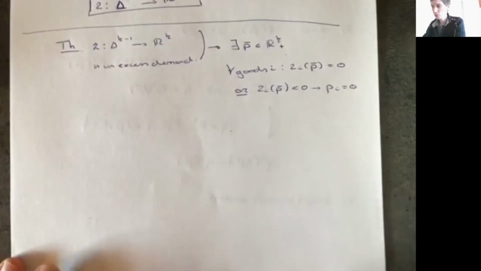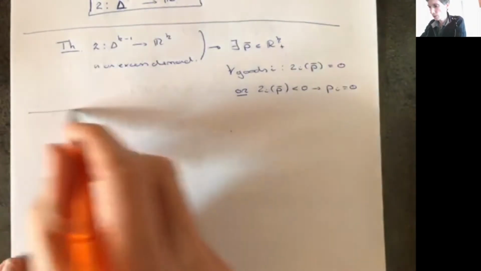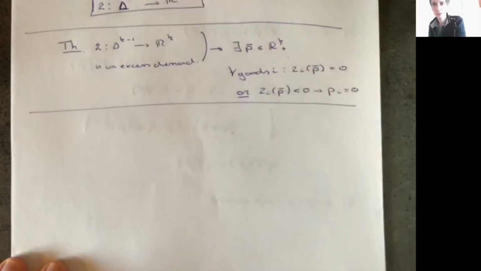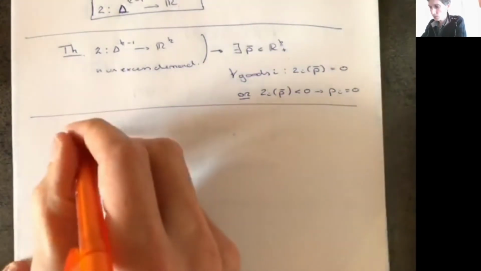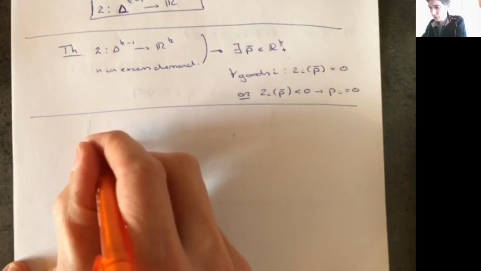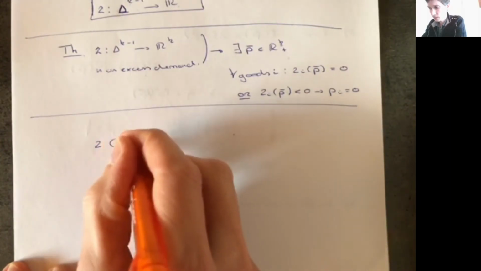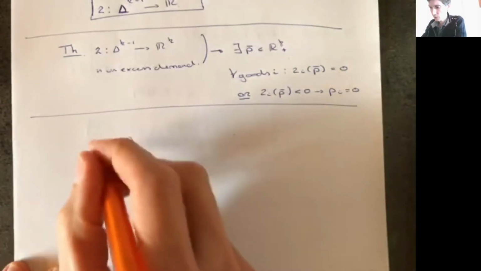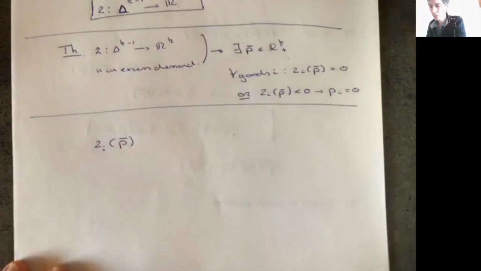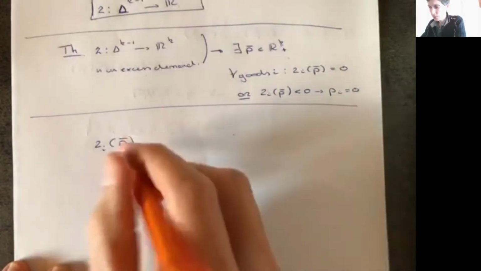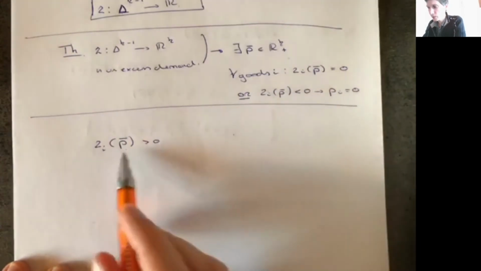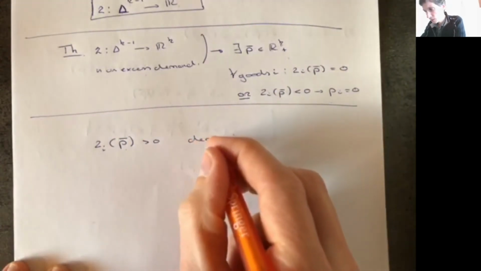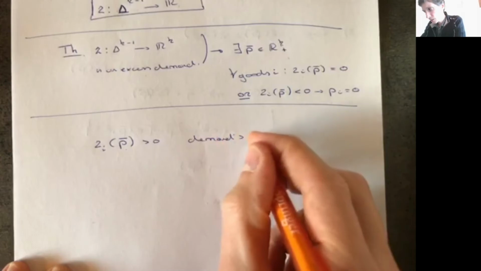And it's good to have an intuition of how we are going to find this equilibrium price vector. So let's take a price vector and let's look at Z(p), the excess demand, for a particular good i. So if this is strictly positive, then we know that demand is bigger than supply.